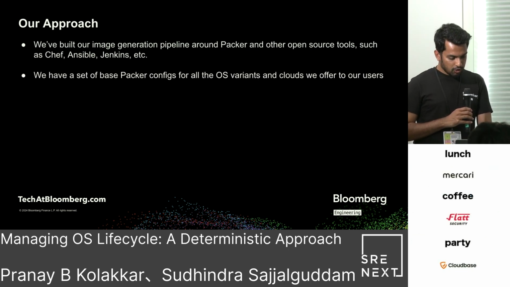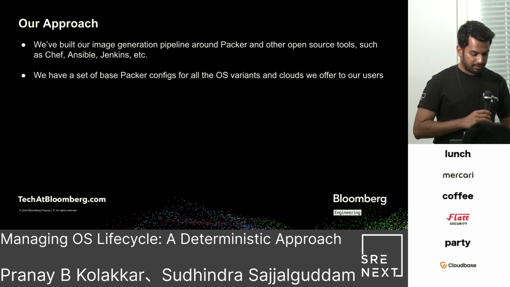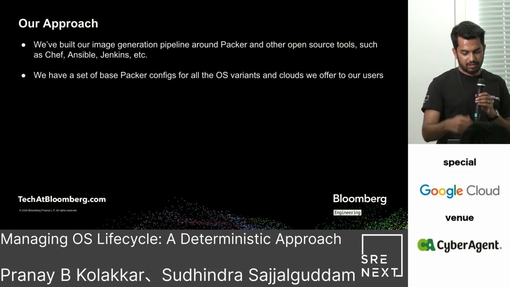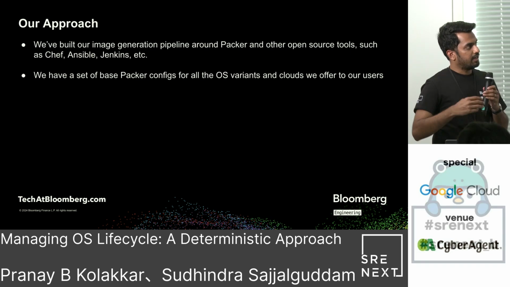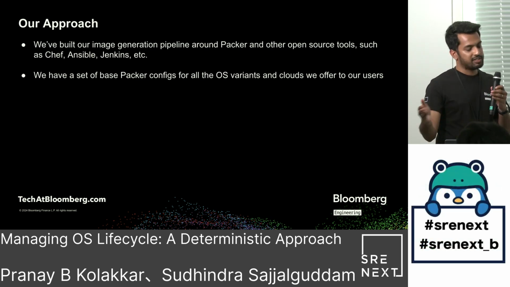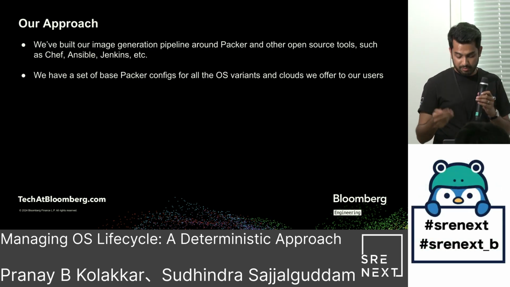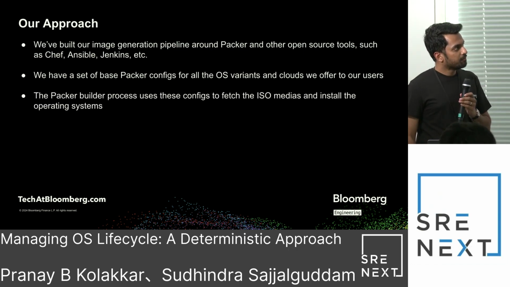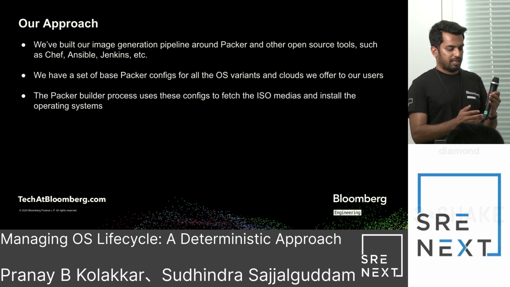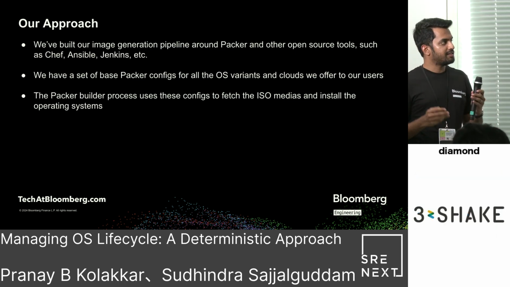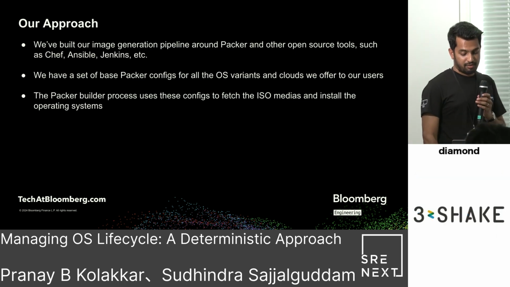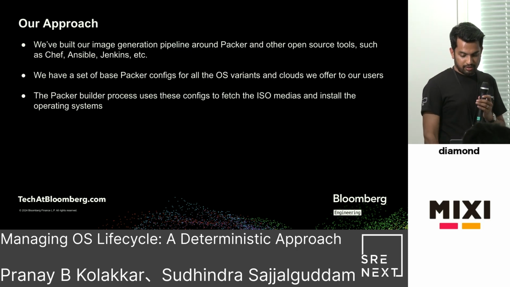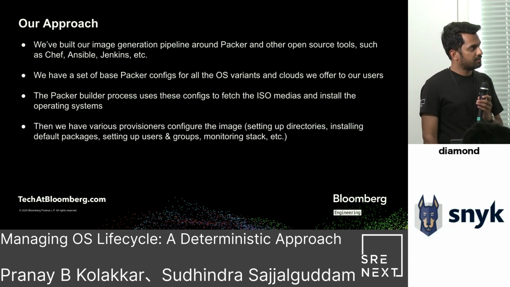So we have a set of base Packer configs. These are essentially configs for each operating system that we provide, and the different clouds also. We obviously operate in multiple clouds, multiple environments all around the world, so for each of them, we have a base of configurations. Then the Packer pipeline or the build process, this entire CI/CD thing, will pick up these configs, fetch the ISO media which are stored in the repositories, and install the operating systems.